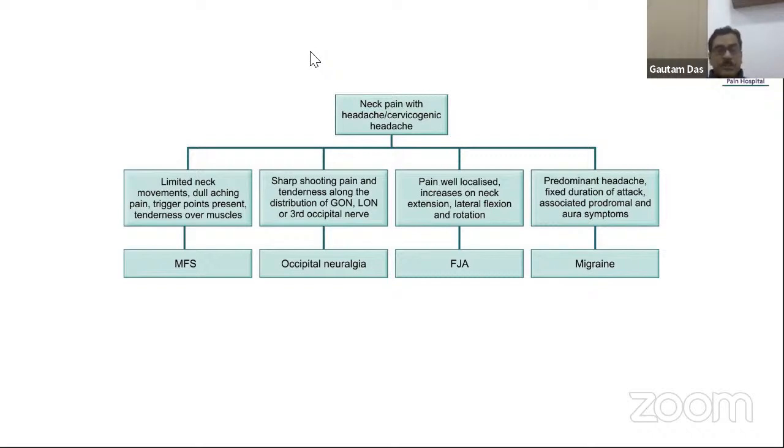So this is the simple algorithm, and again, just to recapitulate, what are the common causes? Common causes are your myofascial pain, the facet joint, then the disc will be coming less, and then there will be the occipital neuralgias, and there are a few common things which you'll be keeping in your mind.